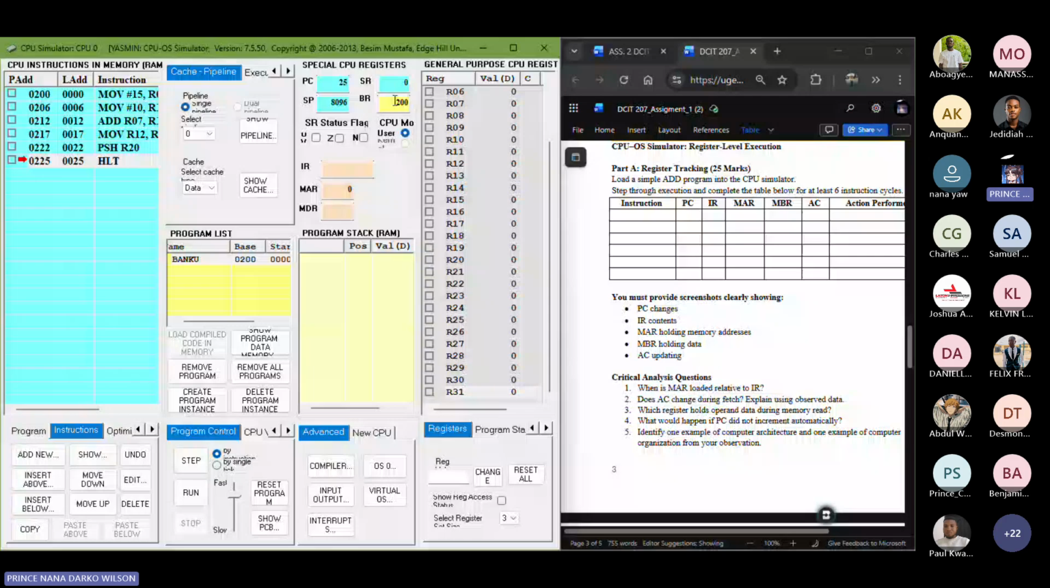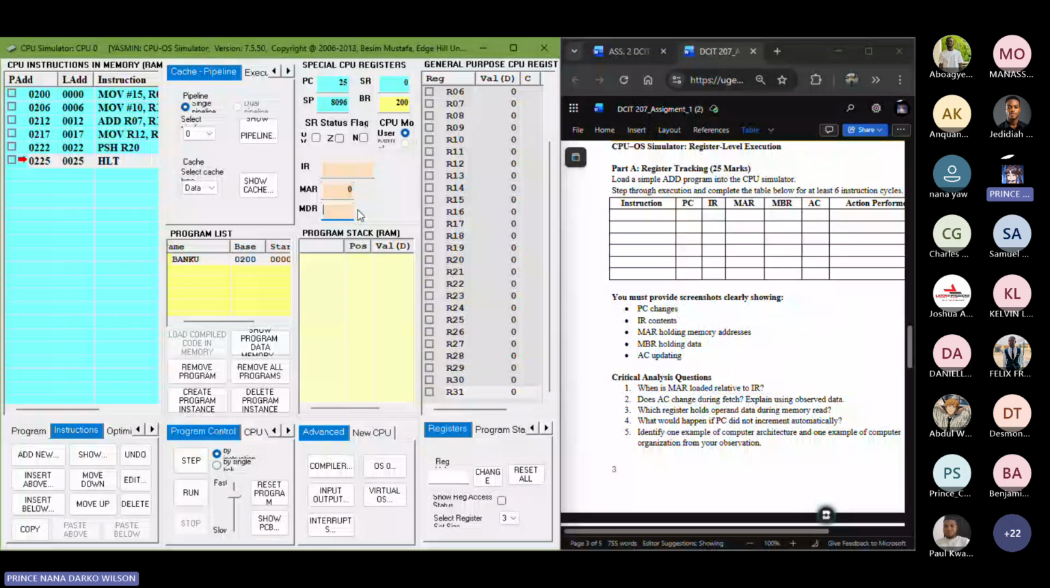Memory address register always holds the address of the current data being executed. And then we have the memory data register, which takes the data that is inside the address to be executed, or which reads and writes data into the current address that we are working on. It's also known as the MBR, memory buffer register.